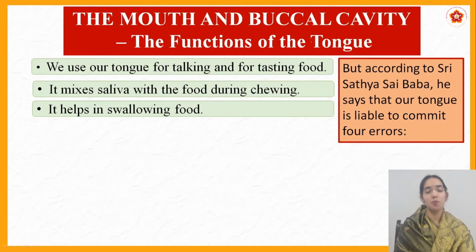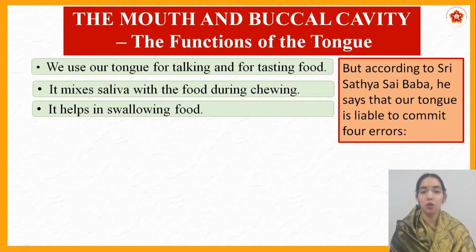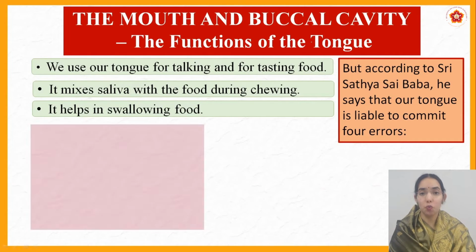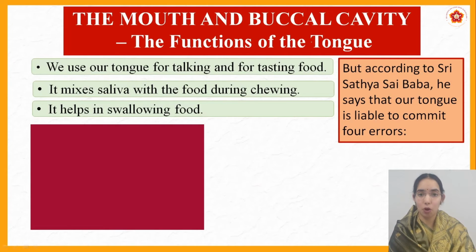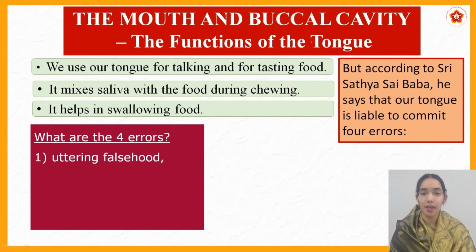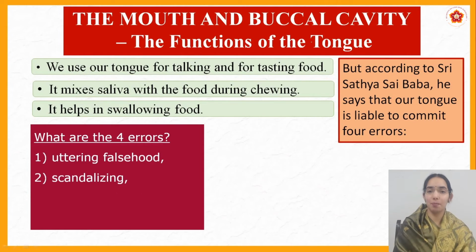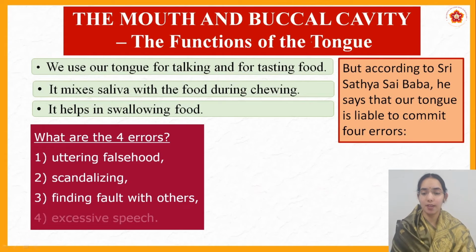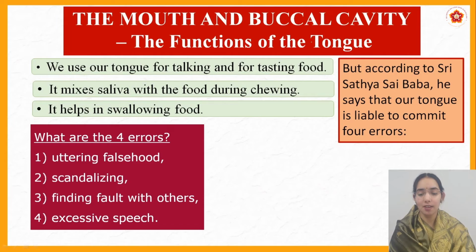But according to Swami, according to Sri Sathya Sai Baba, he says that our tongue is liable to commit 4 errors. So what are those 4 errors that Swami is talking about? It is uttering falsehood, spreading rumors or telling lies, then scandalizing, that is gossiping, then finding fault with others, and excessive speech. So we should not use our tongue to do these 4 things.